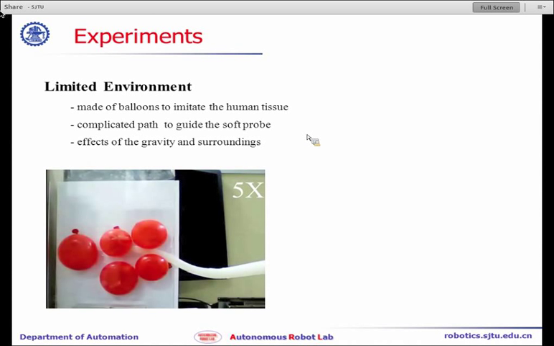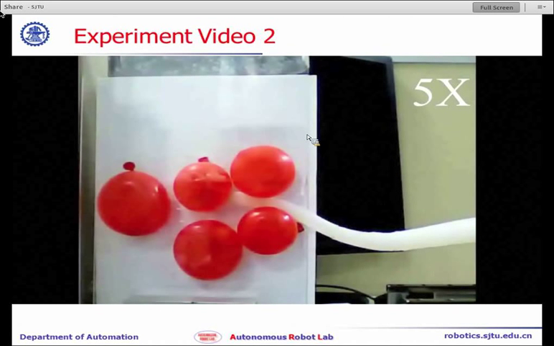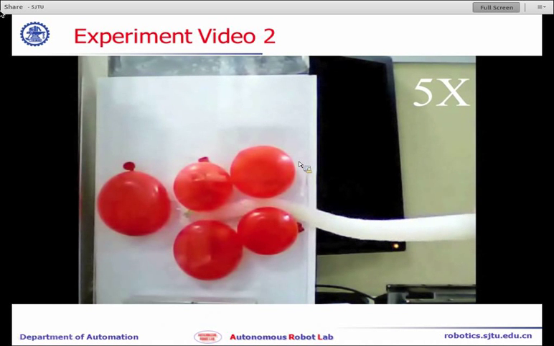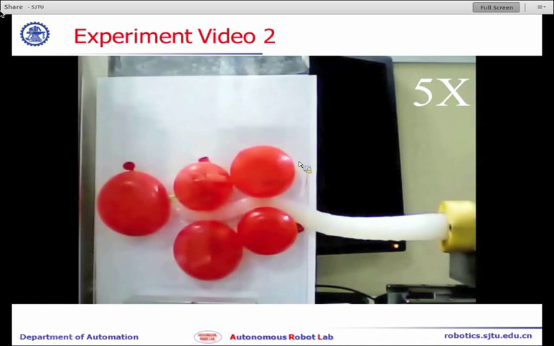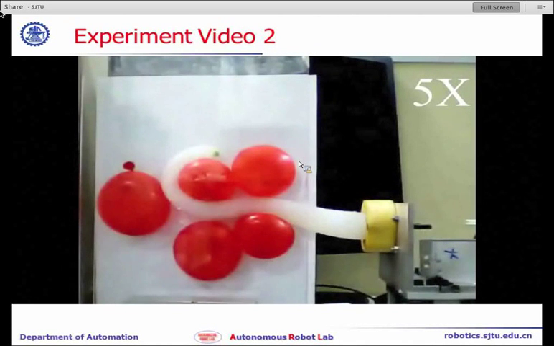And also, we did some experiments in a limited environment. So we use a few balloons to simulate the human tissue. And we use a camera to guide the robot to go to a particular place. So Nathan, can you play video two? So we set a desired position in the image plane, and the robot will try to reach that particular position.